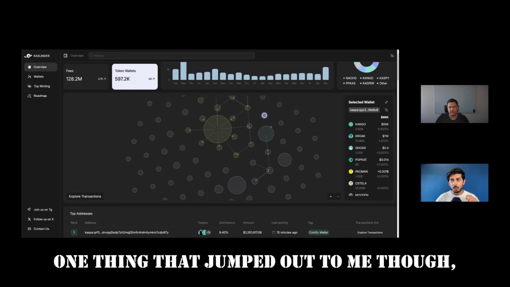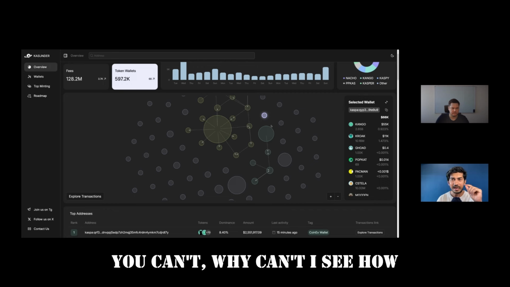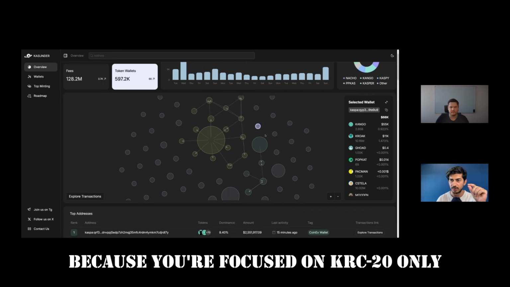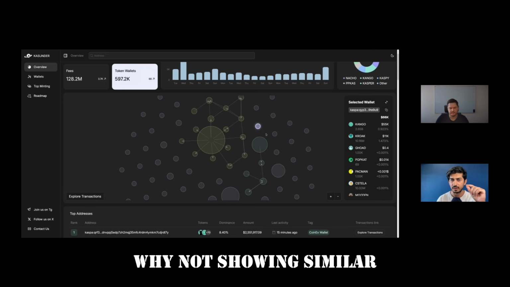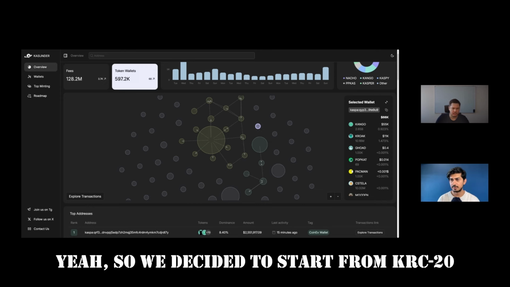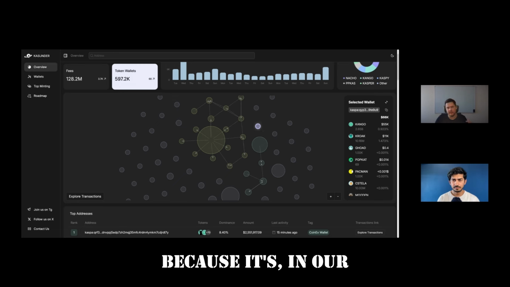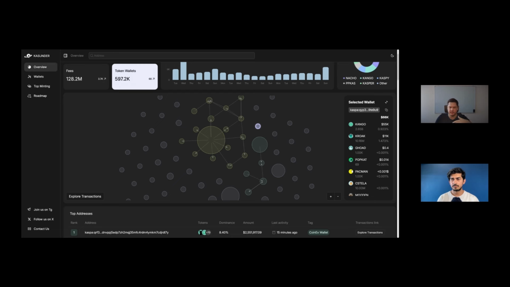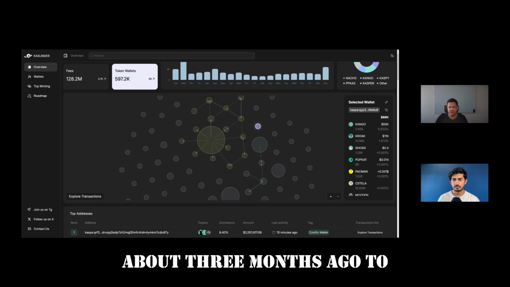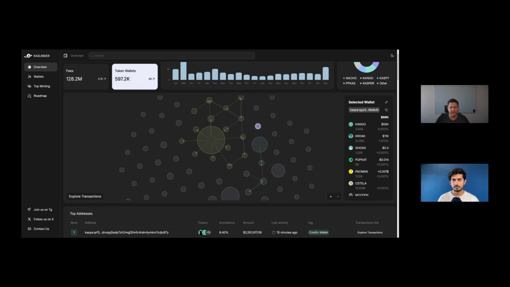That's very cool. One thing that jumped out to me though, why can't I see how much Kaspa these wallets have? Because you're focused on KRC20 only. Why not show a similar representation on Kaspa? Yeah, so we decided to start from KRC20 because, in our opinion, it was the most retail-driven area back then, when we were starting about 3 months ago to work on this service.